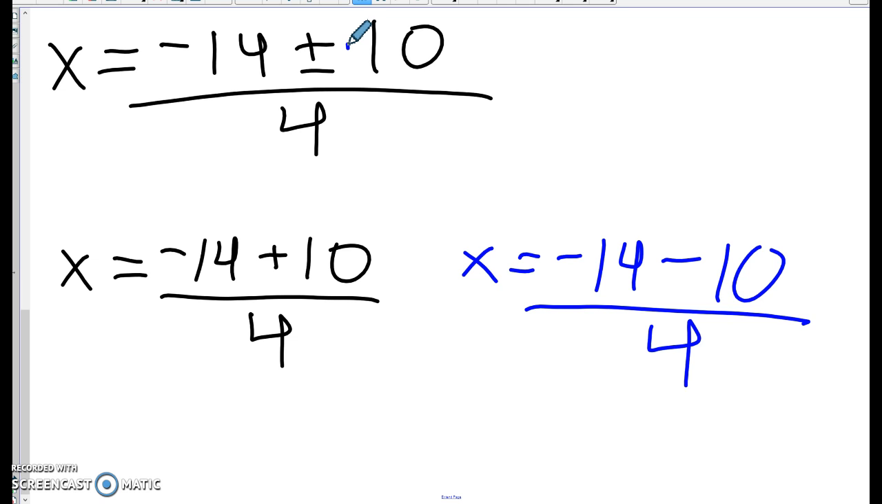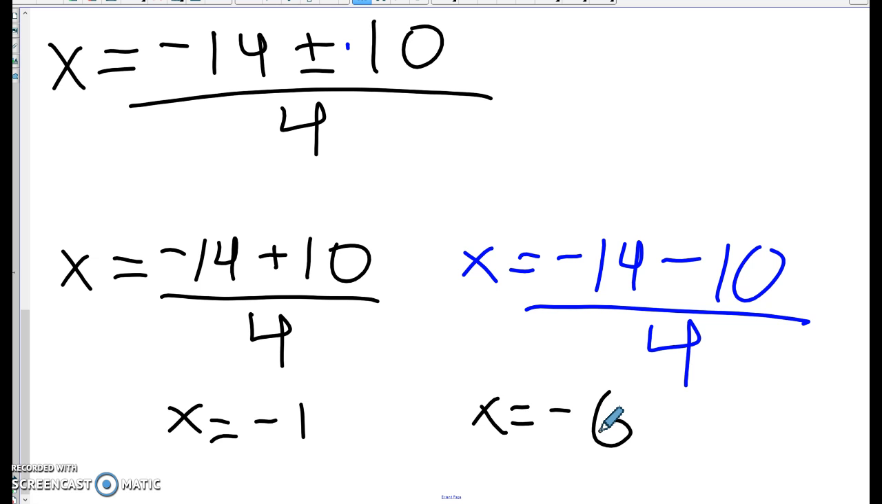Okay, both of those can then just be simplified. Negative 14 plus 10 is negative 4. Divided by 4 gets us that x equals negative 1. And negative 14 minus 10 is negative 24. Divided by 4 gets us x equals negative 6.